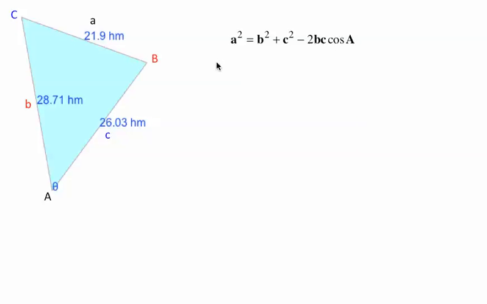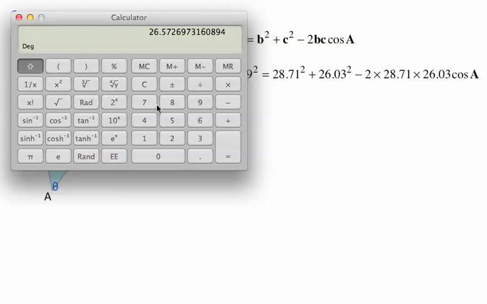So what I'm going to do is fill in everything I know. The A is 21.9, so 21.9 squared is equal to the B, which is 28.71. Basically I've just filled in everything I know. Now it's time for the calculator, so get the calculator out.